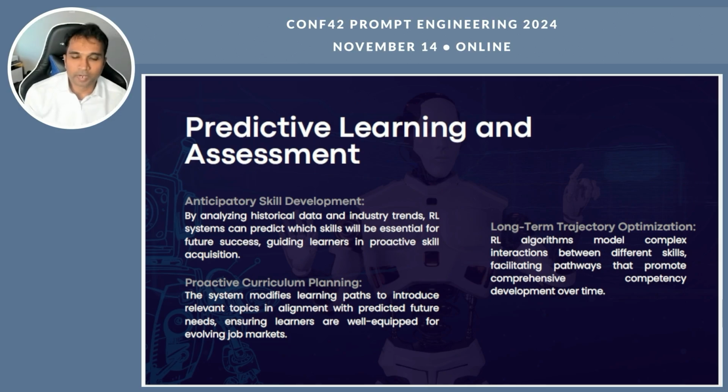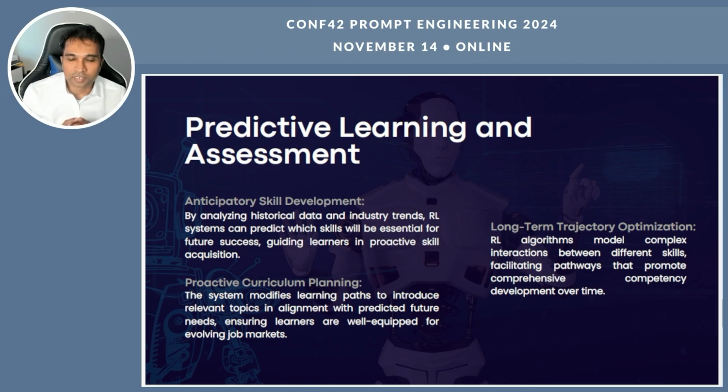Moving on, predictive learning and assessments, right? Anticipatory skill development. Analyzing historical data and industry trends, RL systems can predict what skills are necessary for the future success of this learner. Now, RL systems become the guiding factor. They guide the learners to proactive skill acquisition, right?